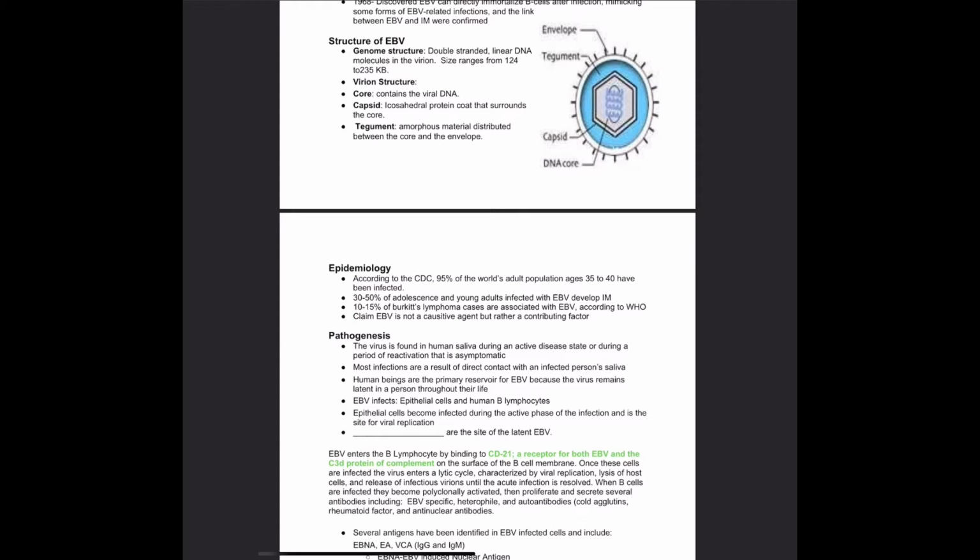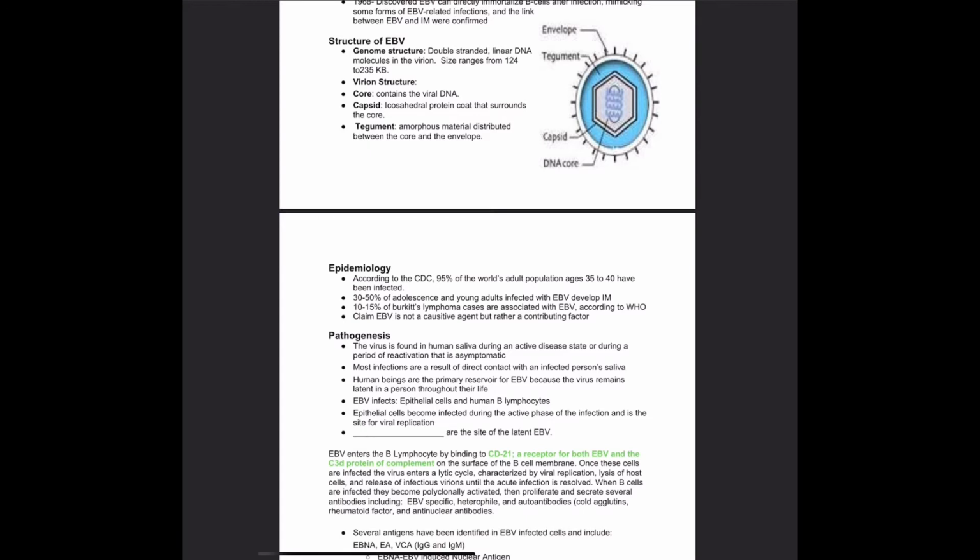The virion structure includes the core, which contains the viral DNA, the capsid, which is an icosahedral protein coat that surrounds the core, and the tegument, an amorphous material distributed between the core and the envelope.